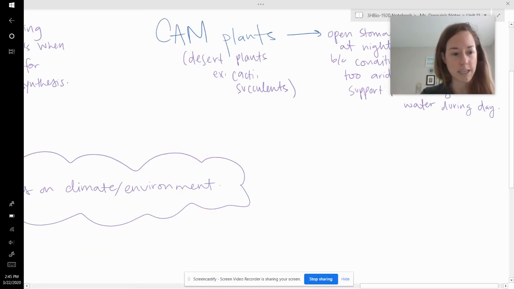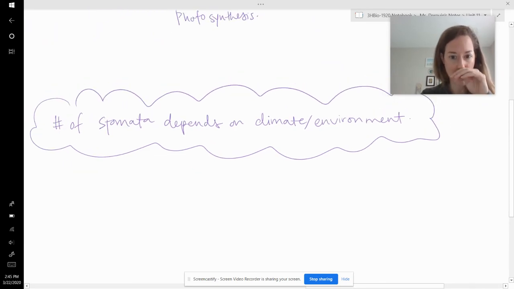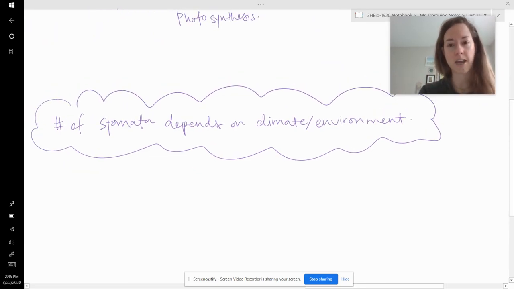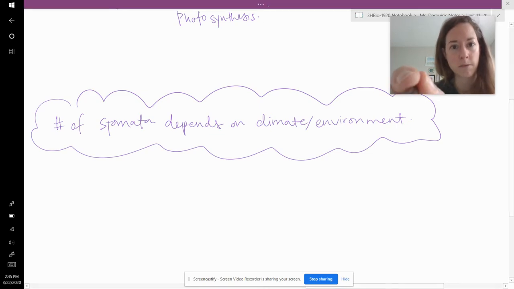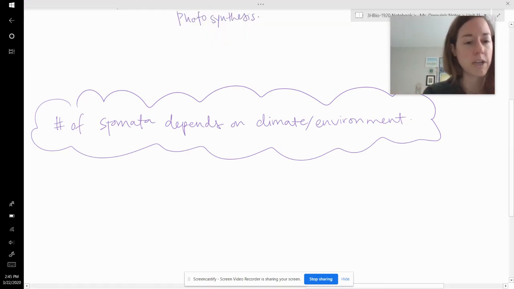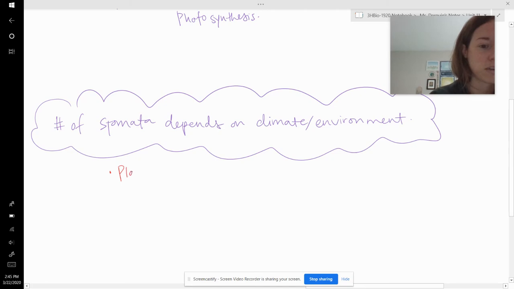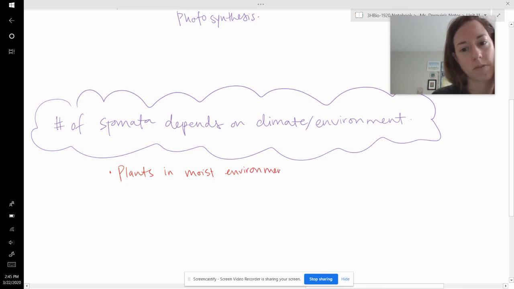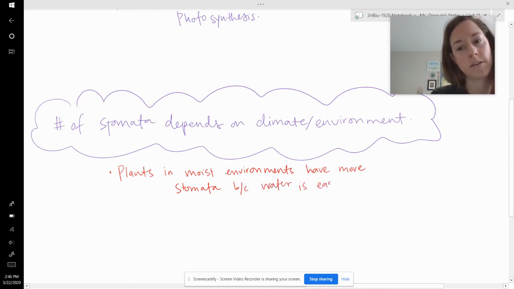Okay, so the last thing about this is that obviously the number of stomata that a plant has is going to depend on the climate and the environment that it lives in. So typically, what you'll see is that plants in moist environments have more stomata because water is easily replenished.